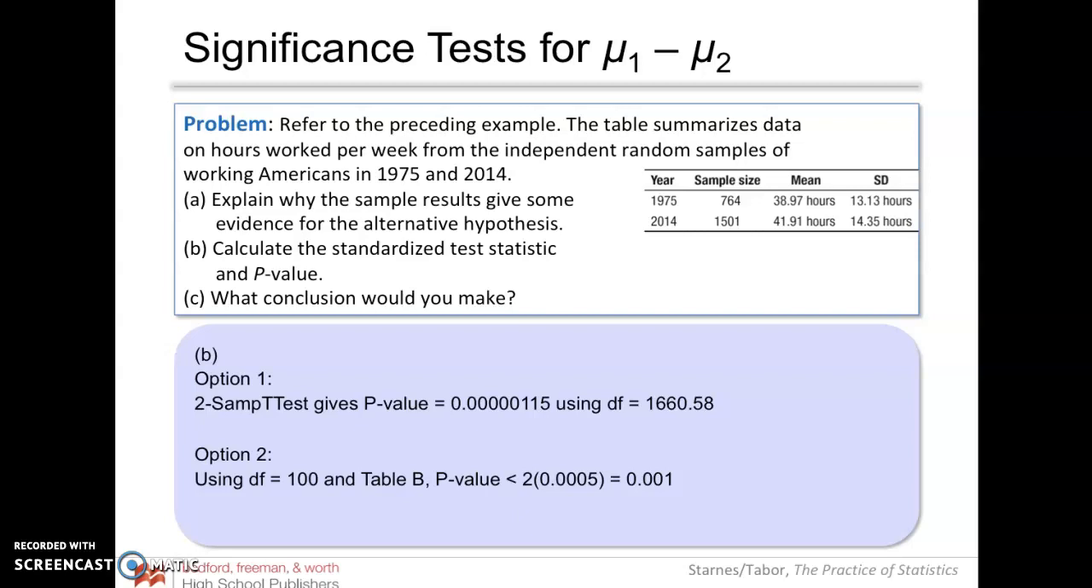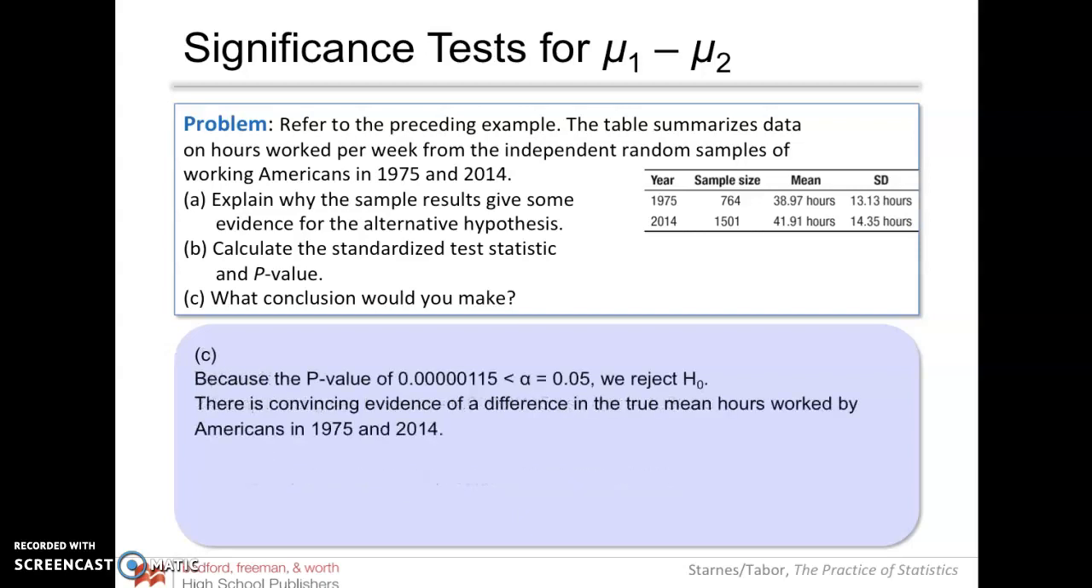Either way, we're in the reject area. So because the p-value, again, either one, is less than alpha of 0.05, we reject the null hypothesis. There is convincing evidence of a difference in the true mean hours worked by Americans in 1975 and 2014.